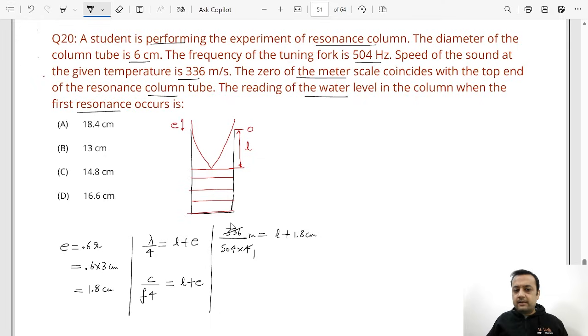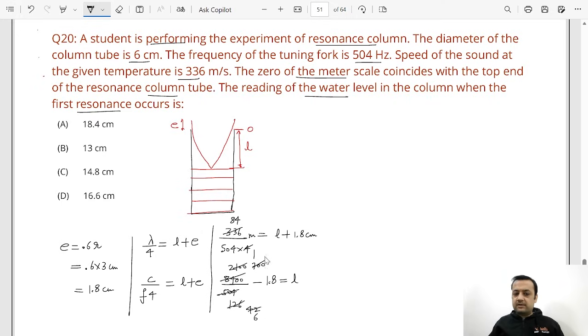So 4 into 4 is 16 and 336 divided by 4 is 84. So this becomes 84 upon 504 meters. If you convert this into centimeter, it will be 8400 upon 504. Now everything is in centimeter, minus 1.8, so L will come out in centimeter. We can still cancel by 4, so this will be 4 into 126, and 4 into 2100. This will cancel by 3, so 3 into 42, and 3 into 700.